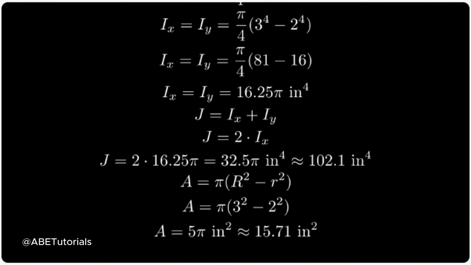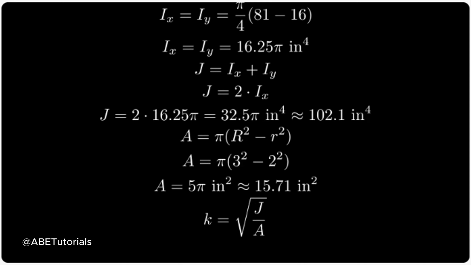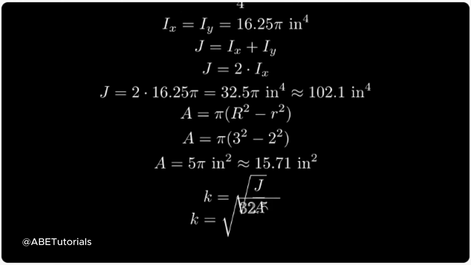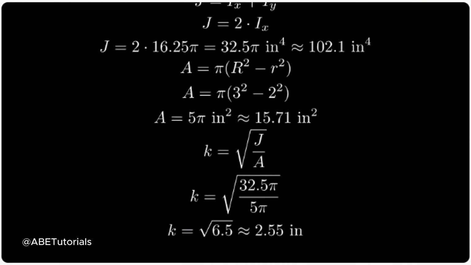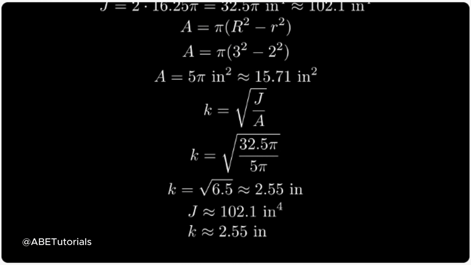Finally, we can calculate the radius of gyration, K, which is the square root of the polar moment of inertia, J, divided by the area, A. Substituting the values we found, we get the square root of 32.5 pi over 5 pi. This simplifies to the square root of 6.5, which is approximately 2.55 inches.